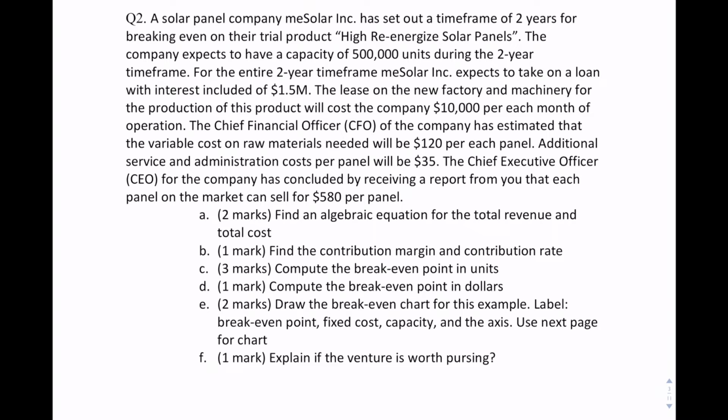Question 2. A solar panel company, meSolar Inc., has set out a time frame of 2 years for breaking even on their trial product. The company expects to have a capacity of 500,000 units during the 2-year time frame. Okay, so this is important. We have a time frame of 2 years, and a capacity of 500,000 units in those 2 years. Let's keep reading.